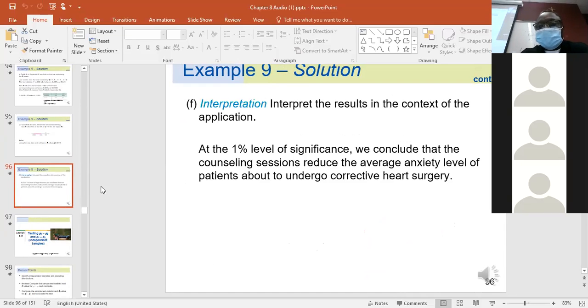At what percent level of significance do we conclude that the counseling session reduced the average anxiety level of patients about to undergo corrective heart surgery? In your book, they don't pay that much attention to what I am trying to tell you, for which I spend so much time. You just answer the question. It's much simpler. But I want you to understand, because you might hear people speaking about it some days, and you will see some people say reject, some people say support. It depends on what was at stake at the beginning of the test.